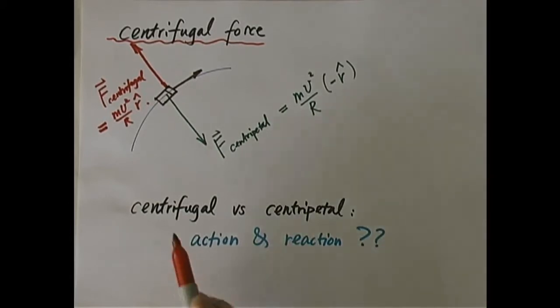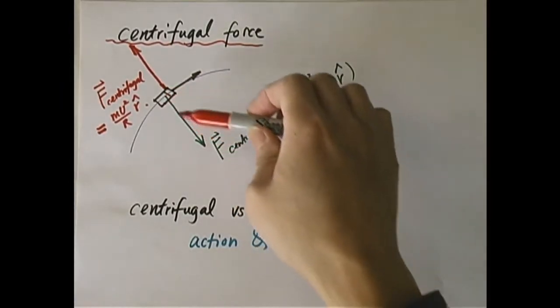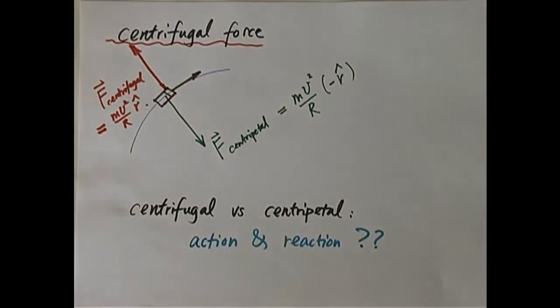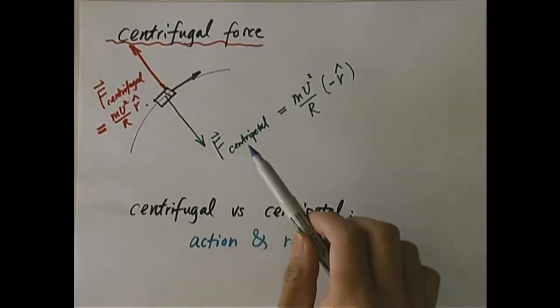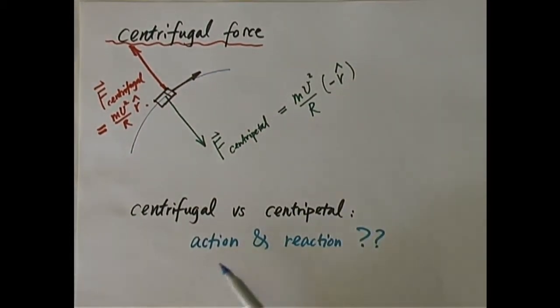Now, let me ask you this. You have centripetal force and you have centrifugal force. They obviously point in opposite directions, they appear and disappear simultaneously, and they have the same magnitude. That seems to remind us of the concept of action and reaction, right? Newton's third law says any force is always accompanied by its reaction. They have equal magnitude, opposite direction, and appear and disappear simultaneously. That seems to be what centripetal and centrifugal force satisfy, right? They have the same magnitude and opposite direction and so forth. So, is it true then that centrifugal force and centripetal force form a pair of action and reaction?